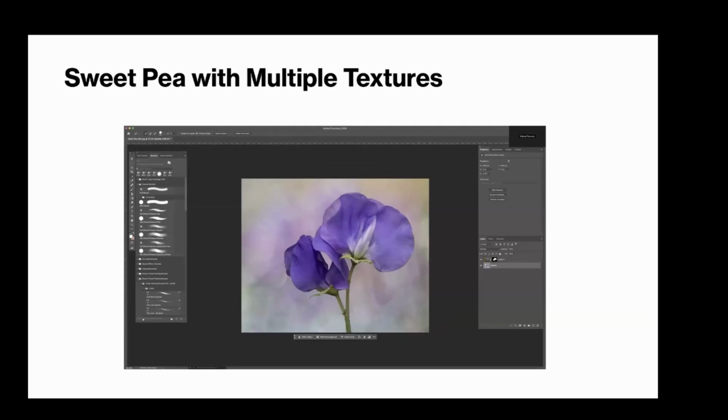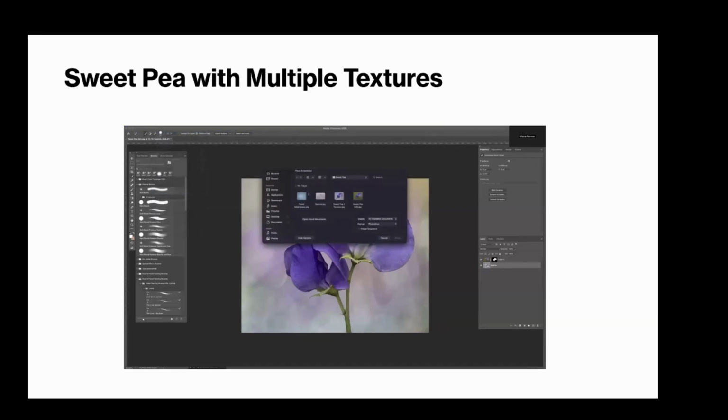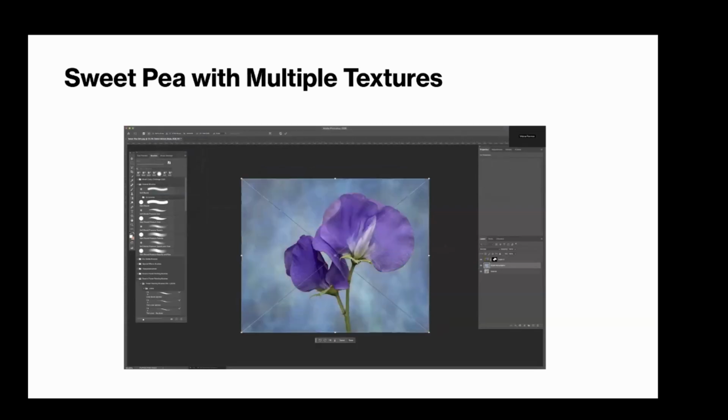I quite like the image as it is just with this texture. It just is one of my favorite textures, to be honest. But we're going to add a second texture. File, place embedded, and we're going to pick this floral watercolor texture. It's looking good there. And we will start playing with the blend modes on the watercolor one.